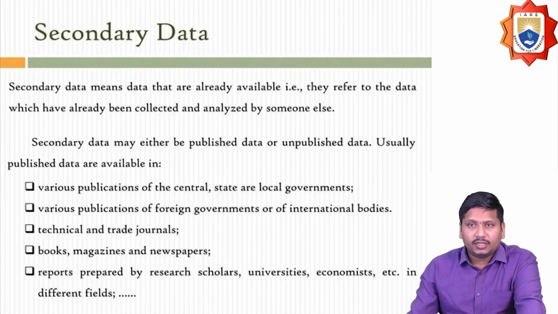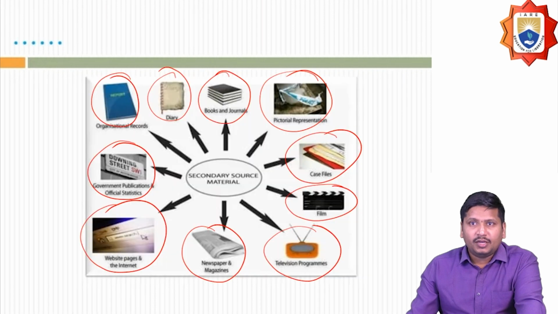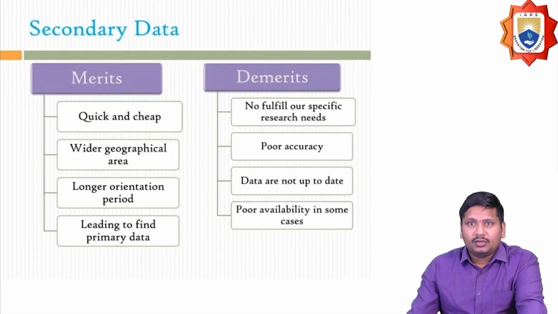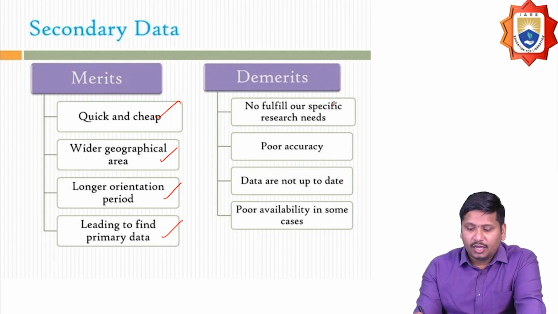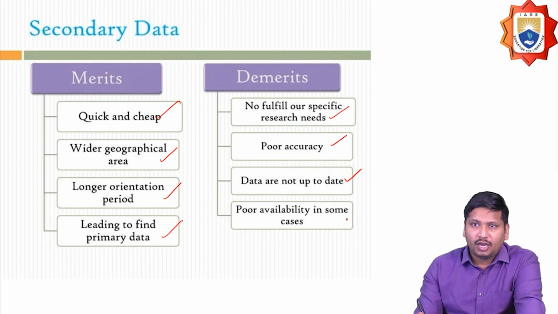Secondary data is where the data has already been extracted, and these are the various sources of secondary data. When it comes to merits, it is quick and cheap, covers a wide geographical area, and has a longer orientation period, leading to finding the primary value. These are the advantages of secondary data. The demerits are that it does not fulfill specific research needs, has poor accuracy, is not up to date, and has poor availability in some cases.